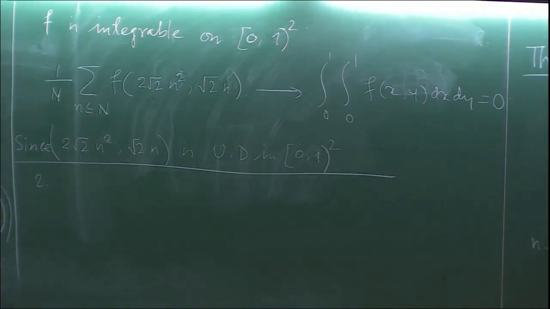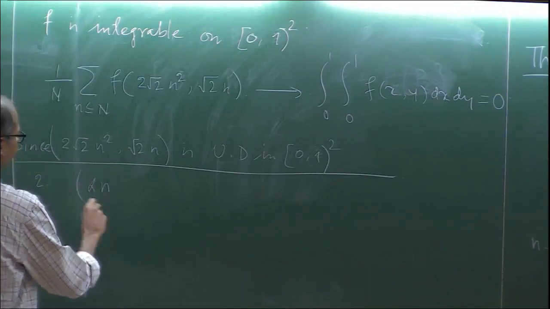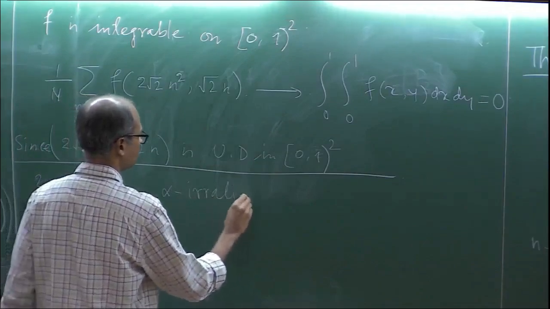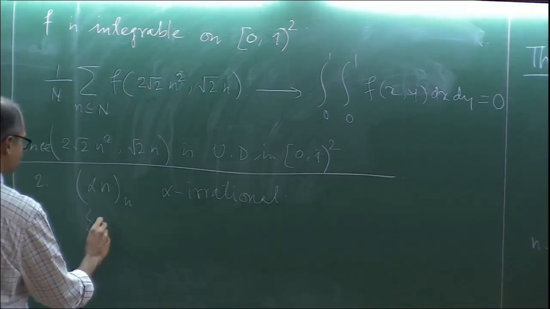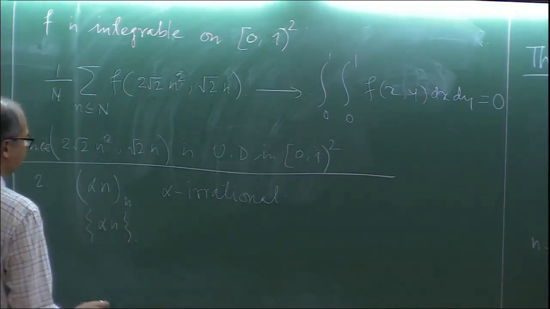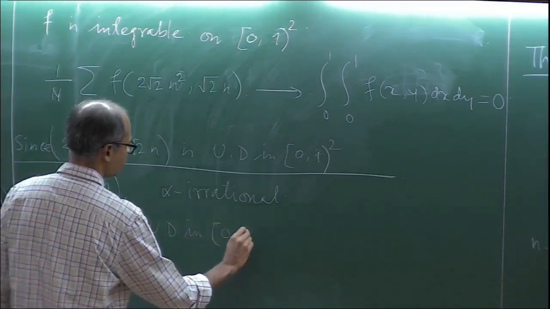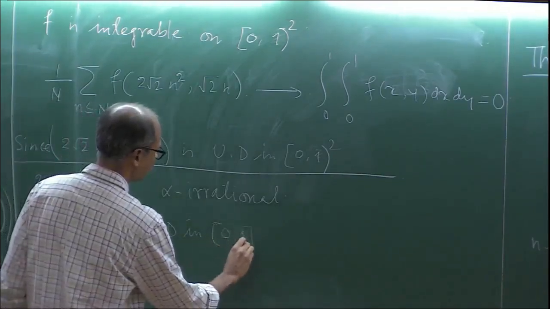Second example. So that's this example. That also comes from Weyl's theorem. I consider the sequence alpha n, where alpha is irrational. Then the fractional parts of alpha n are uniformly distributed in 0, 1. That directly follows from Weyl's theorem.